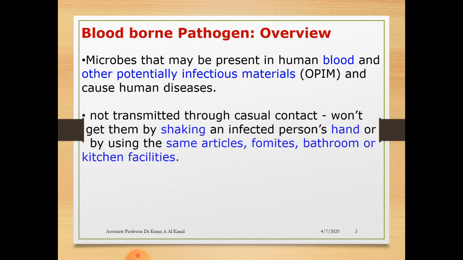Bloodborne pathogens are a group of microbes that may be present in human blood and other potentially infectious material and cause human diseases. These diseases are not transmitted through casual contact. That means you won't get them by shaking hands with an infected person or by using the same articles or fomites, bathrooms, or kitchen facilities.